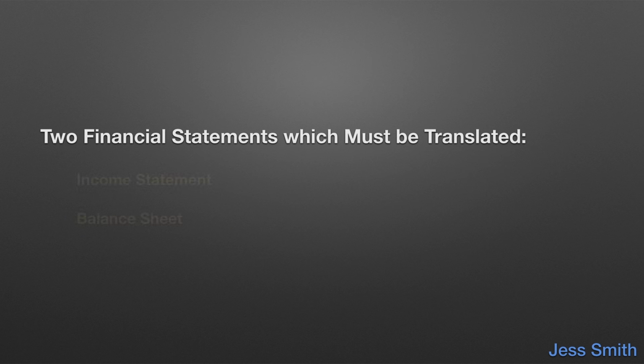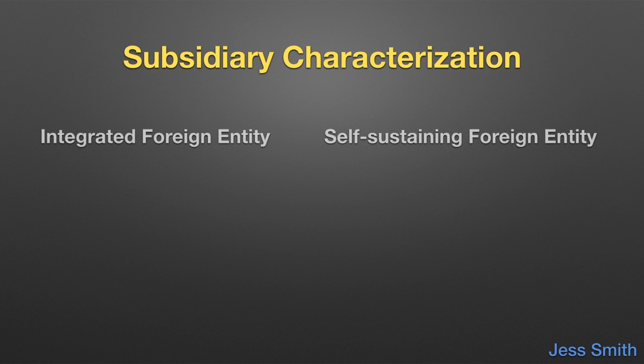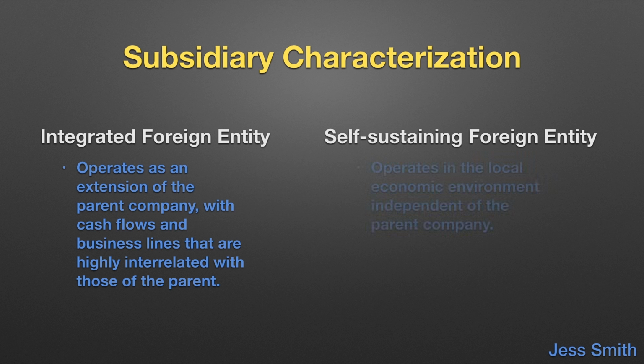The two financial statements for each subsidiary which must be translated for consolidation are the income statement and the balance sheet. The statements of cash flow are not translated from the foreign subsidiaries. Most countries specify the translation method to be used by a foreign subsidiary based on its business operations. For example, a foreign subsidiary's business can be categorized as either an integrated foreign entity or a self-sustaining foreign entity.